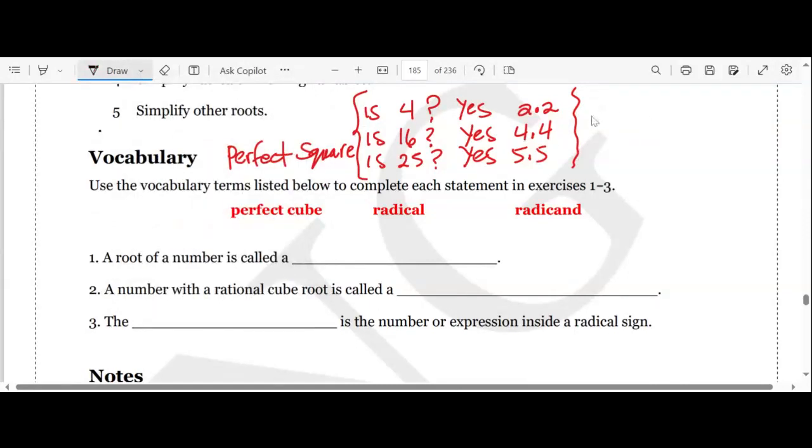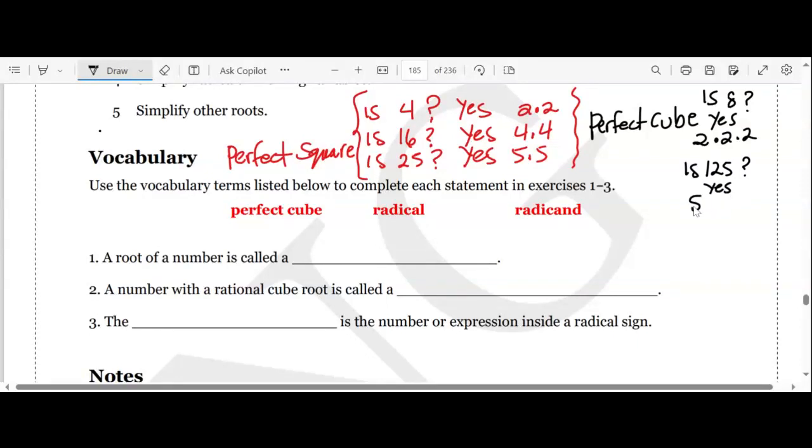Now we go for perfect cube. The question here is, is 8 a perfect cube? Yes. Why? Because it's 2 times 2 times 2. Is 125 a perfect cube number? Yes. Why? Because 5 times 5 times 5. So do you understand the meaning of perfect cube now?